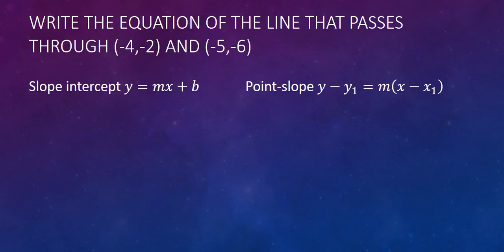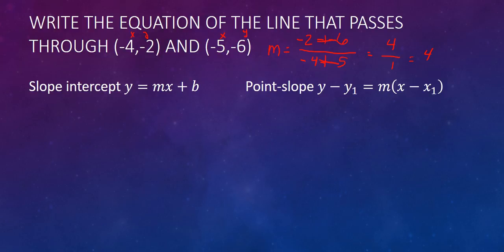Alright, so first things first, we need to find our slope. So I'm going to go left to right this time. It doesn't really matter. So y's still go on top, negative 2 minus negative 6. Make sure you're careful with your signs. And negative 4 minus negative 5. Again, x, y, x, y. So 2 negatives in both cases make a positive. So negative 2 plus 6 is 4. And negative 4 plus 5 is 1. So my slope is just 4.